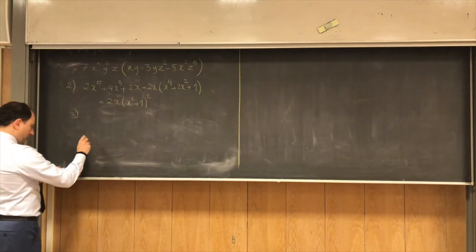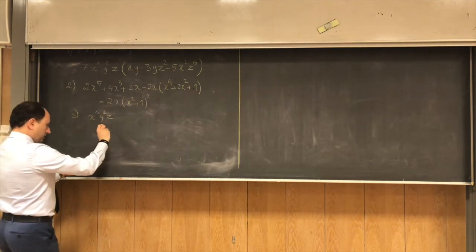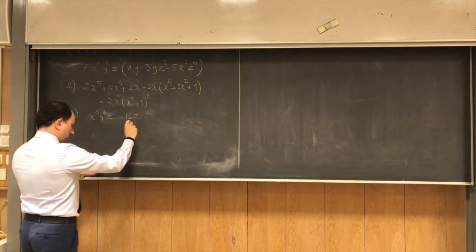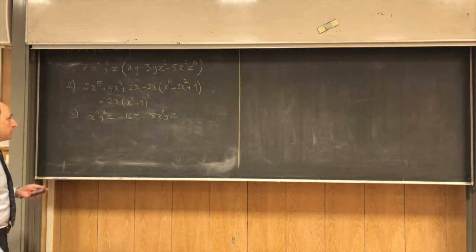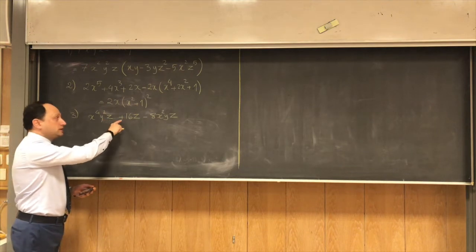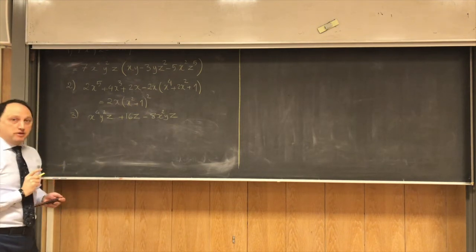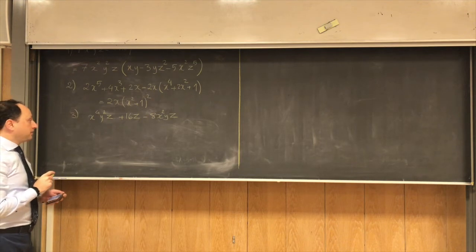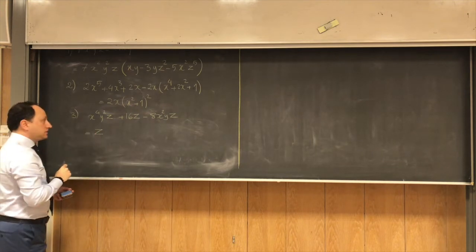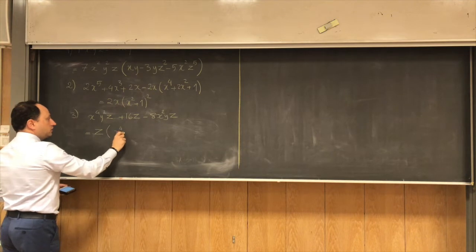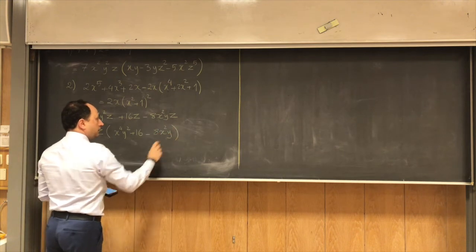Number 3, I am supposed to factorize this expression: x^4 y^2 z plus 16z minus 8x^2 y z. Again, I told you that the priority is always given to this method. If you can pull out something from all the terms, that has priority over other methods that we will learn in the future. Here I can see that z is a common factor. So before continuing, I factor z out. Then it becomes x^4 y^2, plus 16, and minus 8x^2 y.